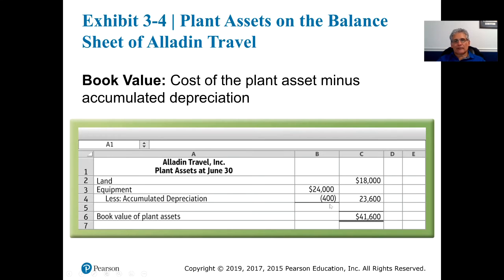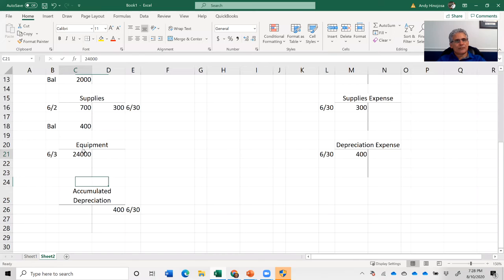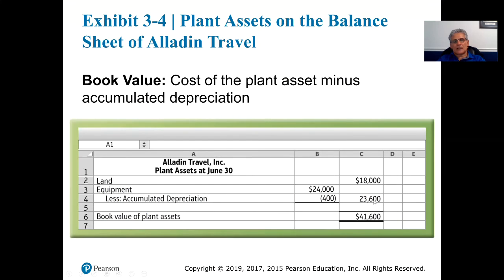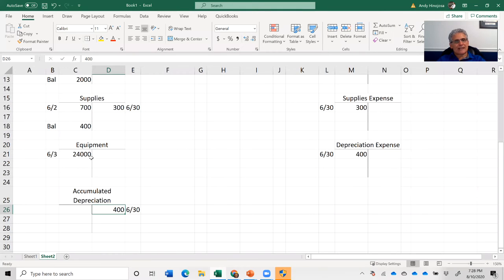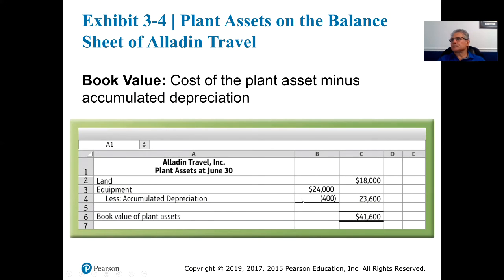So you're going to show that on the financial statement as a reduction of equipment. So 24,000 less the 400 gives you the 23,600. So equipment less its corresponding accumulated depreciation is 23,600. This is the balance of equipment now, but we keep it separate in two different accounts. Equipment is 24,000 less the $400, and if we net that out, that's the 23,600.